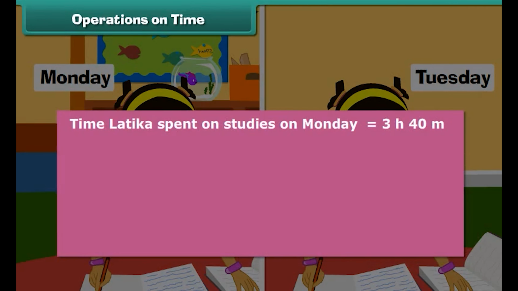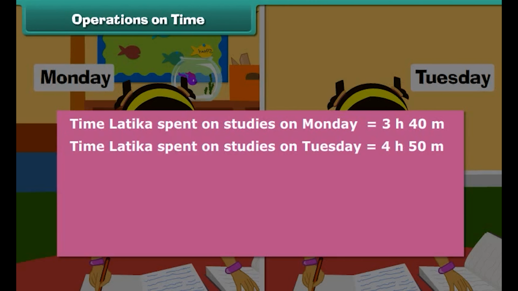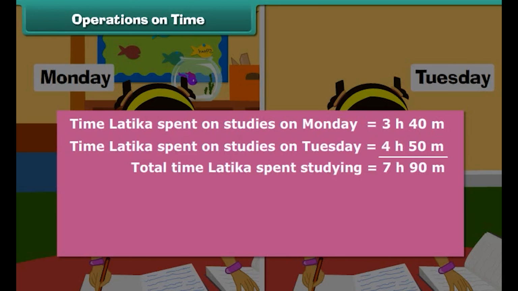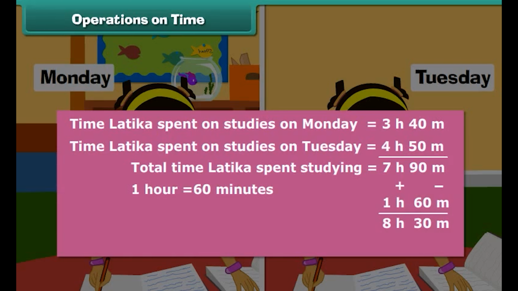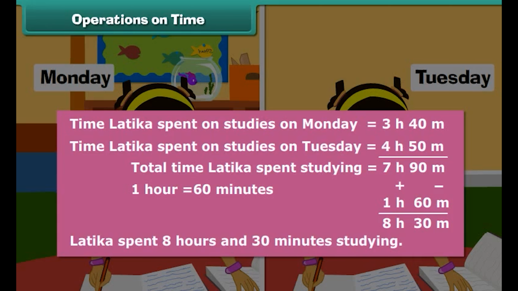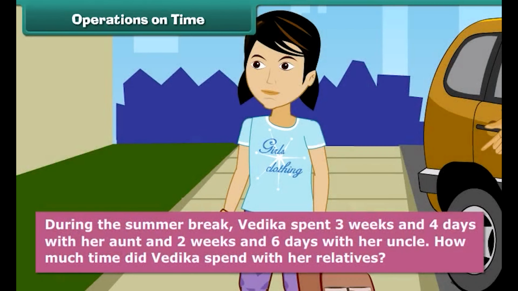Time Latika spent on studies on Monday is equal to 3 hours 40 minutes. Time Latika spent on studies on Tuesday is equal to 4 hours 50 minutes. Total time Latika spent studying is equal to 7 hours 90 minutes. We know that 1 hour is equal to 60 minutes. So we subtract 60 from 90 minutes and add 1 to 7 hours. Therefore, Latika spent 8 hours and 30 minutes studying.